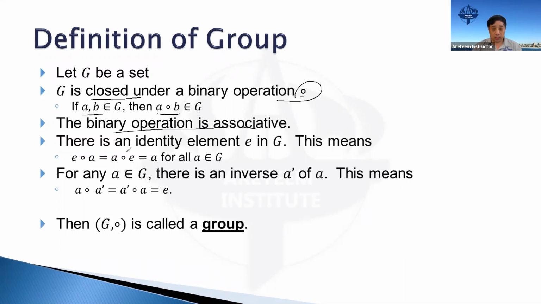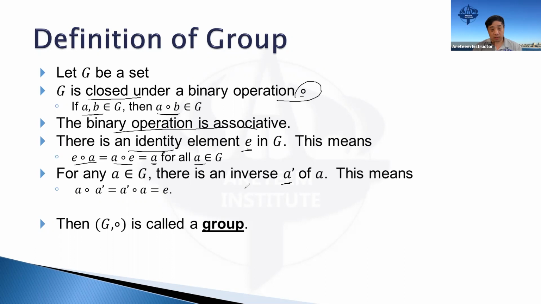And also we need an identity element, right? Just like multiplication, we need one. You multiply one onto each number and you get the number itself. For everybody, you have to have identity. And then also we need inverse, right?